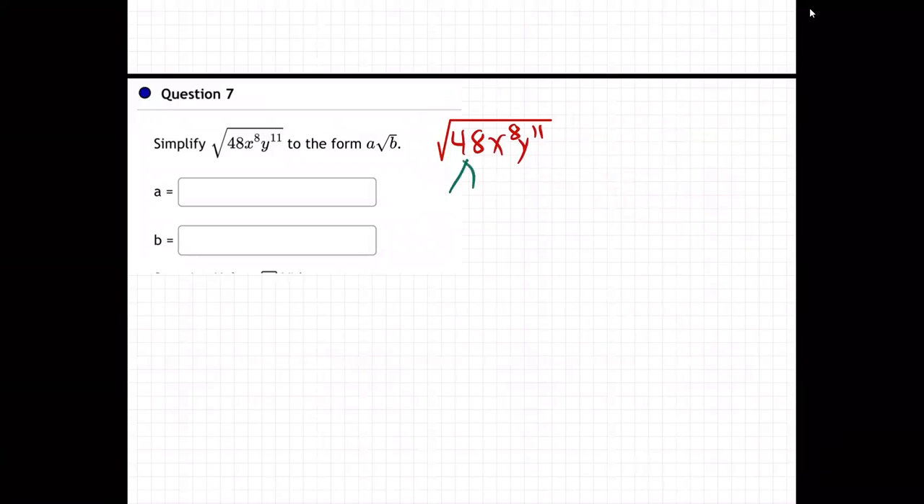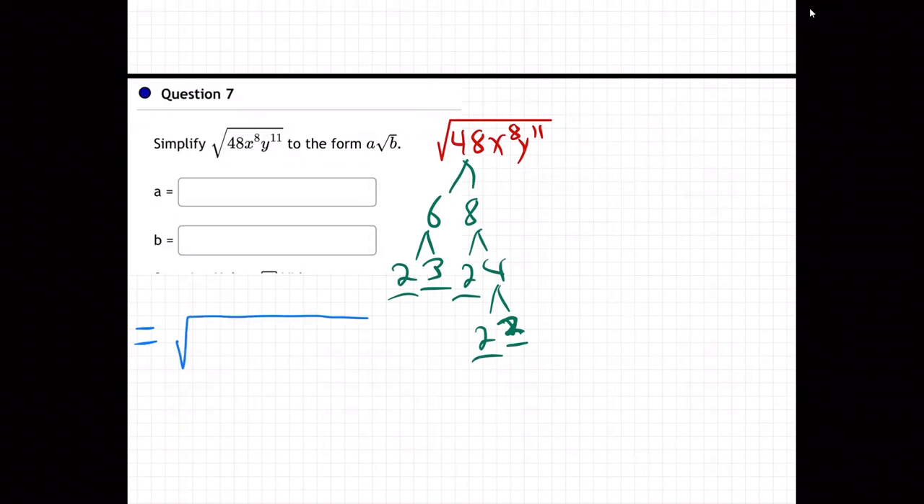So now break down that 48. Use your calculator if you're rusty on some of these times tables. 2 times 3, 2 times 4, 2 times 2. Notice I underline things when they can't go down any further. Okay, so what do we have now? We have the 48, which is how many 2s here? 1, 2, 3, 4 2s. Actually, no, let me bring that down just a little further. We have a little more room down here.